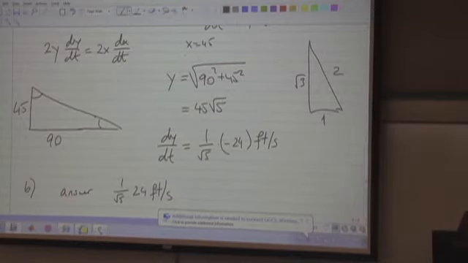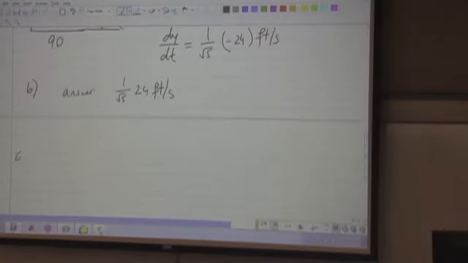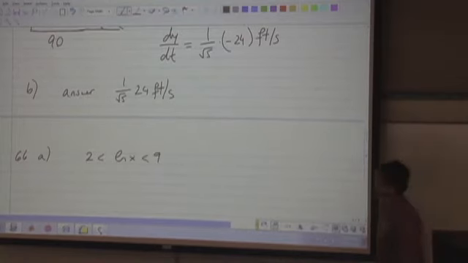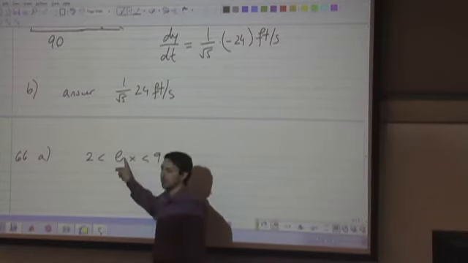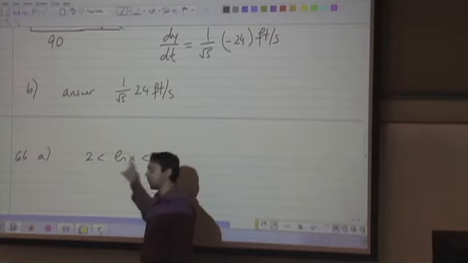Number 66A. 3.2. We have 2 less than ln of x less than 9. The key idea is ln of x is a function defined everywhere, right? So it actually can be negative, it can be positive, right? But it's bounded between 2 and 9, which means all 3 quantities are positive.